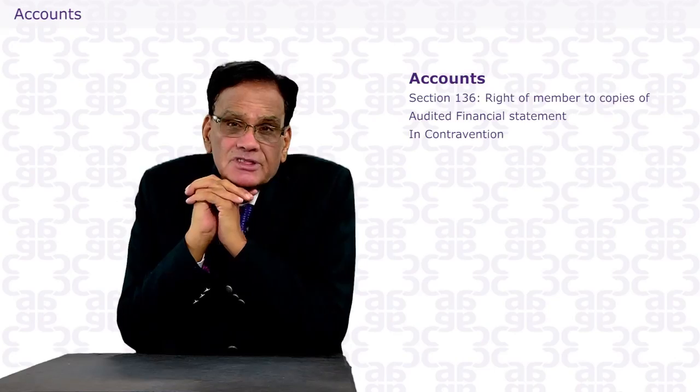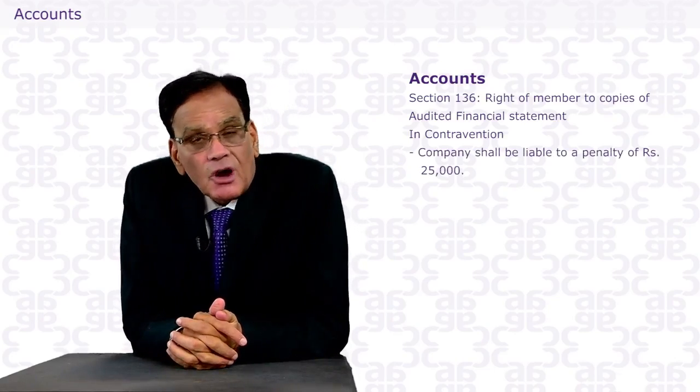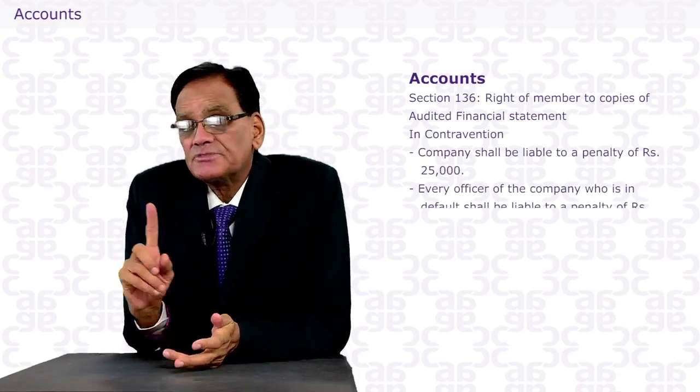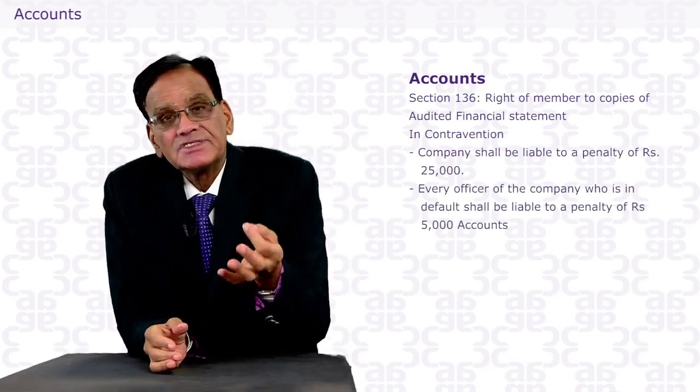Suppose there is a contravention of this section. Then how much is the penalty? The penalty on the company can go up to 25,000 rupees, and on the officer in default can go up to 5,000 rupees. So this is 136.